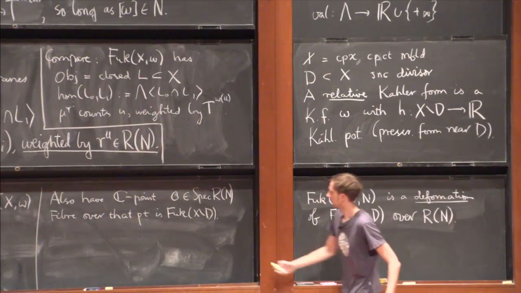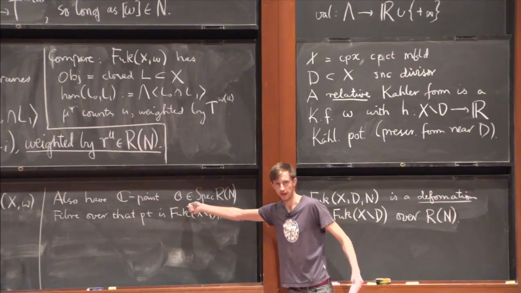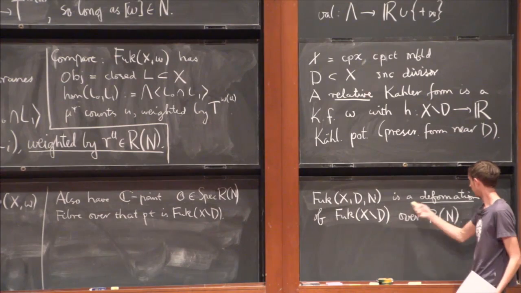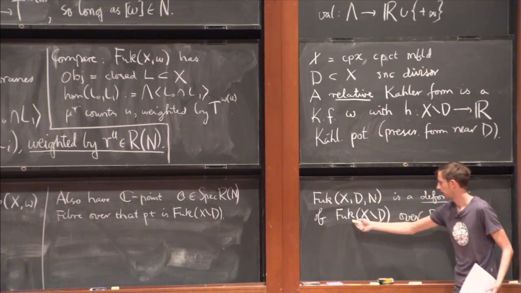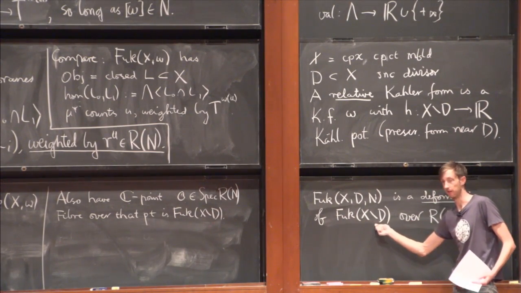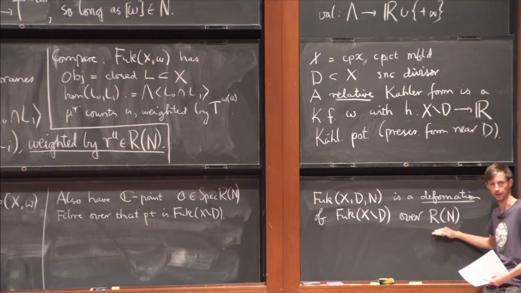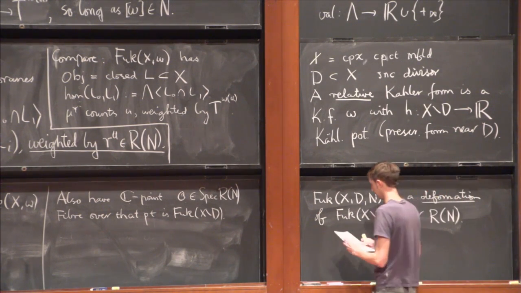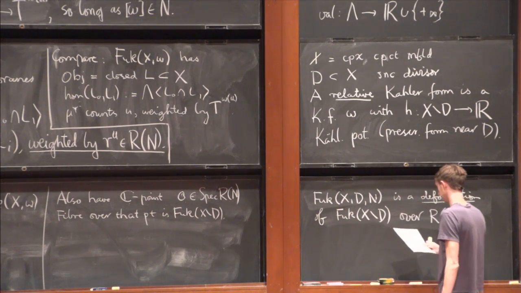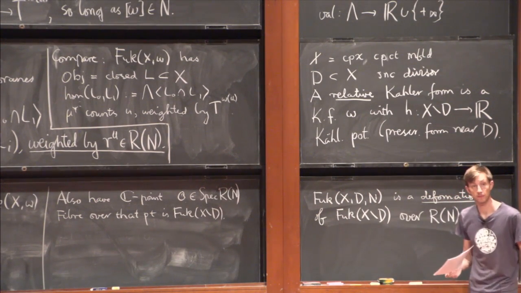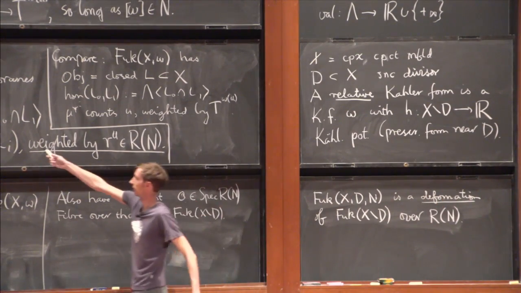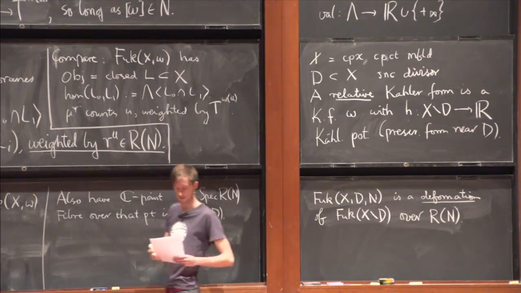So this fact means this relative Fukaya category is a deformation of this affine Fukaya category over this ring that I've defined. Does that mean the Hom spaces are flat? Yes, they are by definition. They're free.